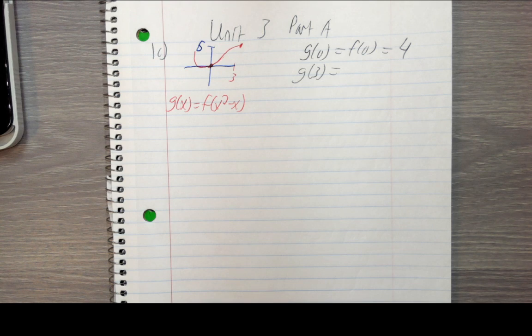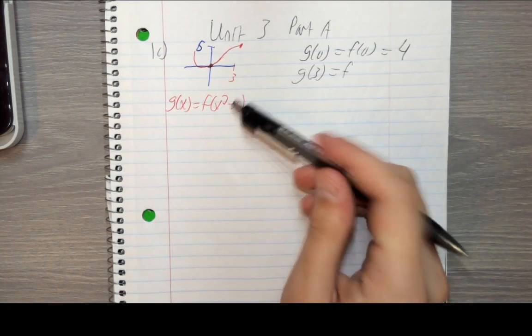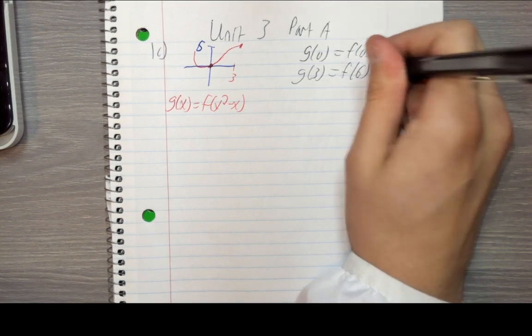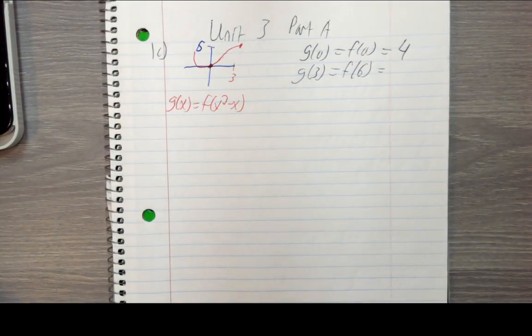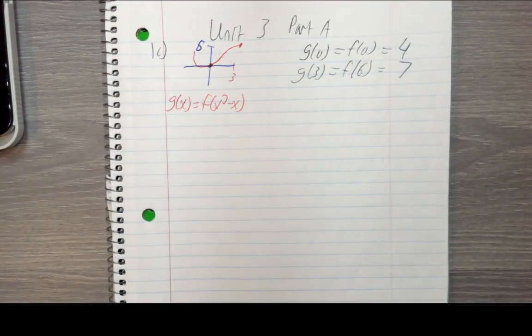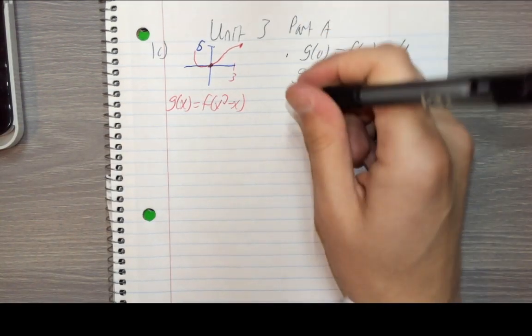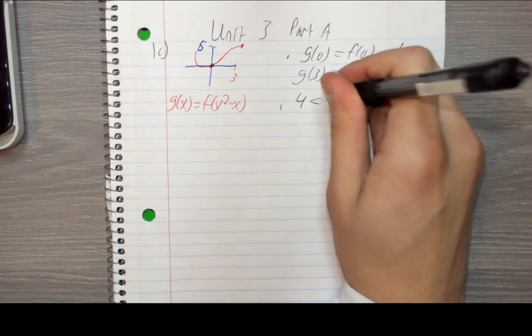g of 3 is going to be equal to f of 3 squared, which is 9, 9 minus 3 is 6. So f of 6. Again, look at the table. Find the f of x row. Find the 6 column. And then look at that number. So I have 4 and 7 is my g of 3. Okay, 4 is less than 5, which is less than 7.